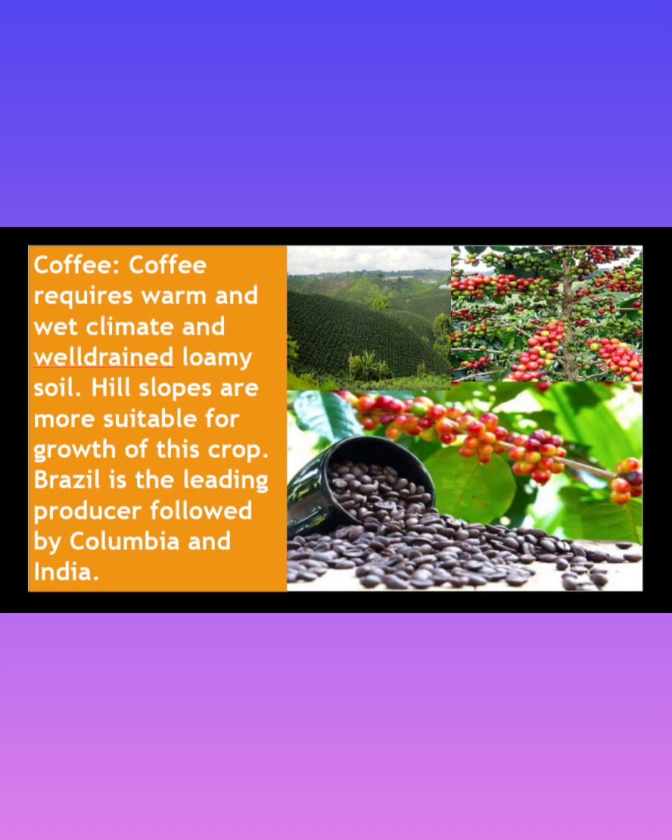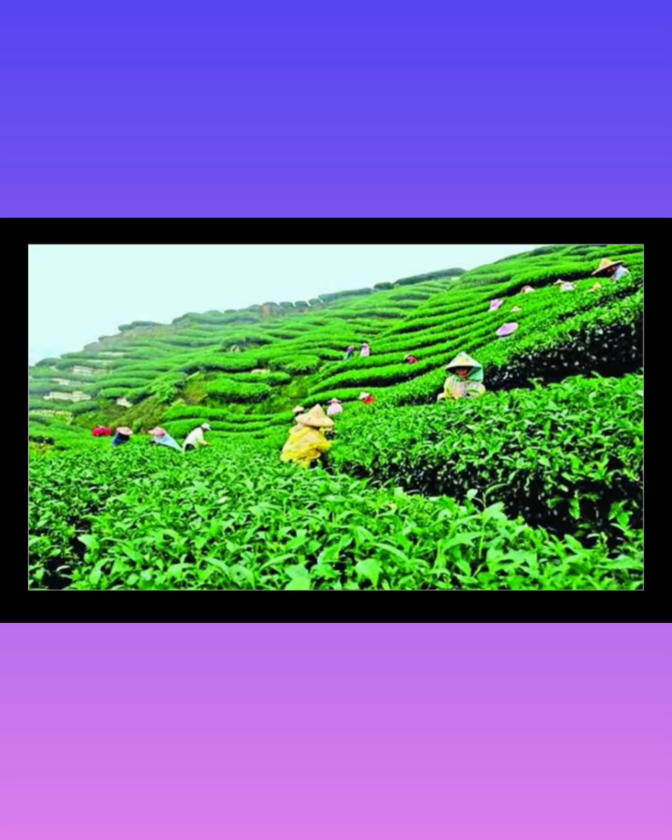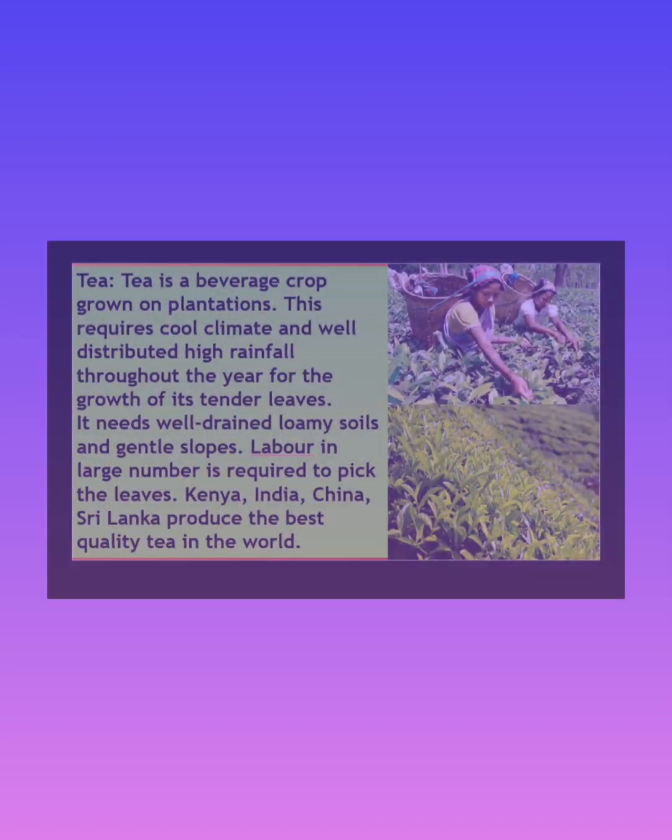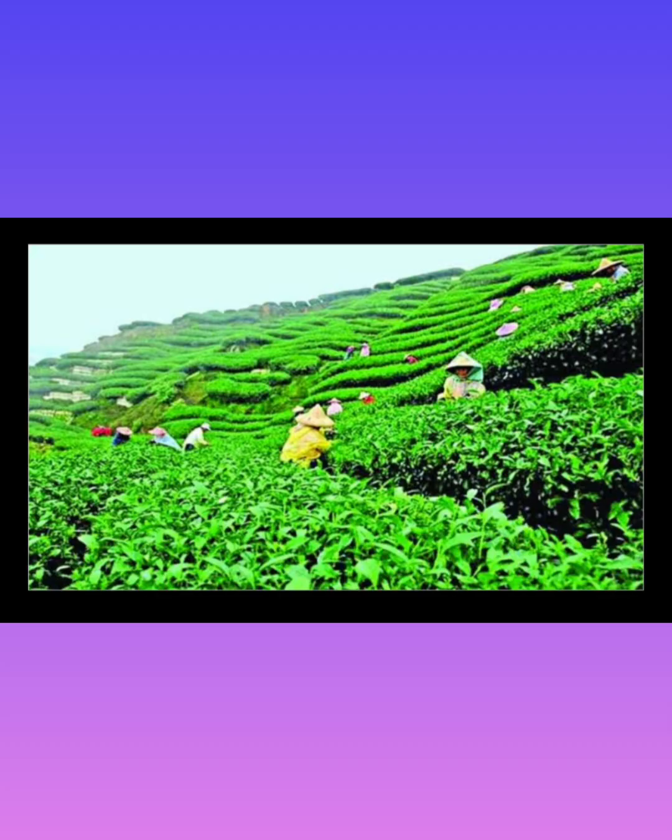And finally, tea. It is a beverage crop grown on plantations. It requires cool climate and well distributed high rainfall throughout the year for the growth of its tender leaves. Labor in large number is required to pick the leaves. Kenya, India, China, and Sri Lanka produce the best quality tea in the world.